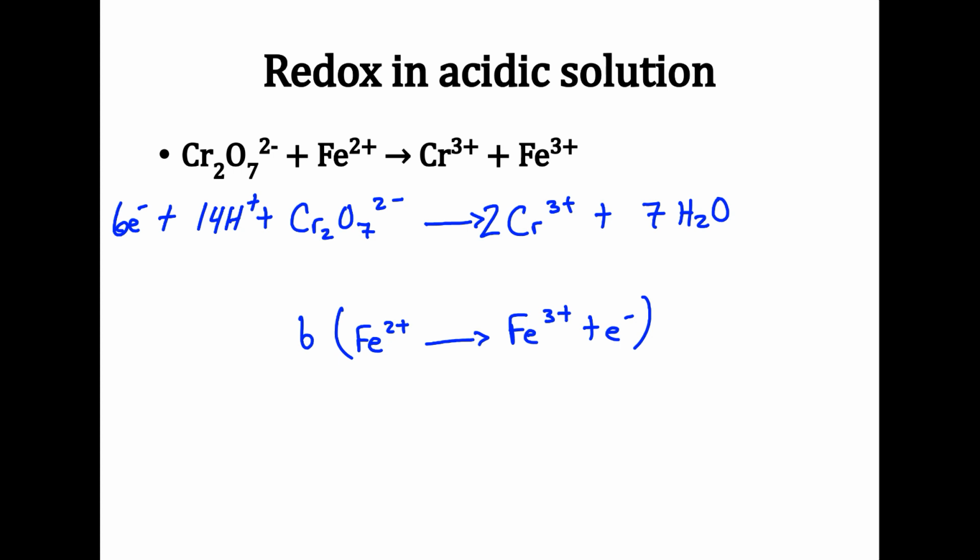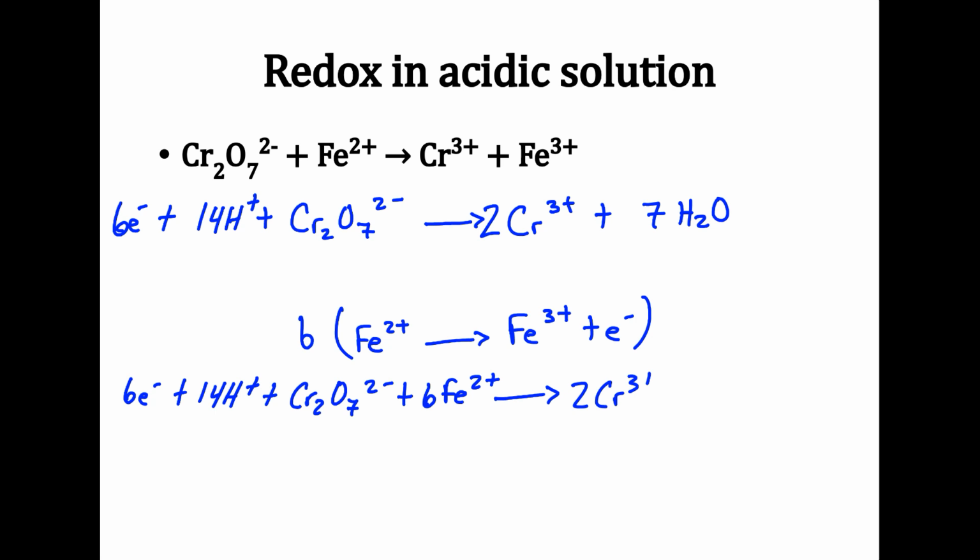So we have 6 electrons from the first reaction plus 14H plus Cr2O7 2 minus. And then in the reactants in the bottom reaction with iron, we have 6 Fe2 plus. And that yields, now we can write all of our products. We have 2 Cr3 plus 7 H2O plus 6 Fe3 plus 6 electrons.